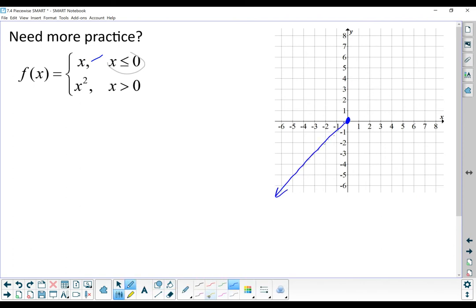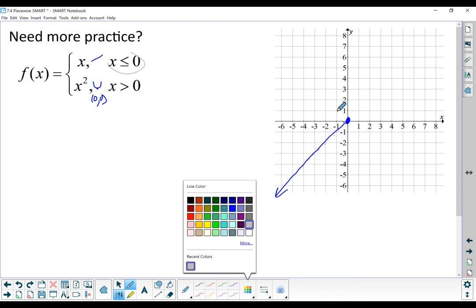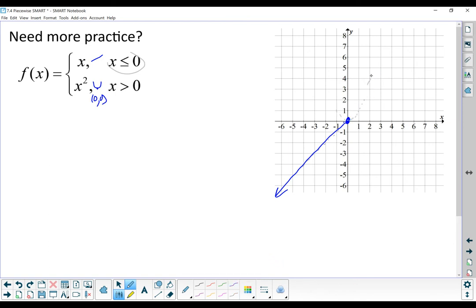And then on the other side, we have a parabola shape with the vertex at the origin. So that would look like this. And we are only keeping the portion of that parabola where x's are greater than 0. So we would just keep this side. So this one is a connected one.